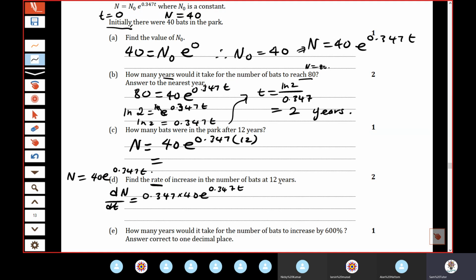Find the rate of increase in the number of bats at 12 years. All you do now, once you find the rate, you're just going to sub in t equals 12. Actually, we should sub it in. Yep, that should be fine. Sub in 12. So sub t equals 12, and that should be the answer, whatever it gives you.